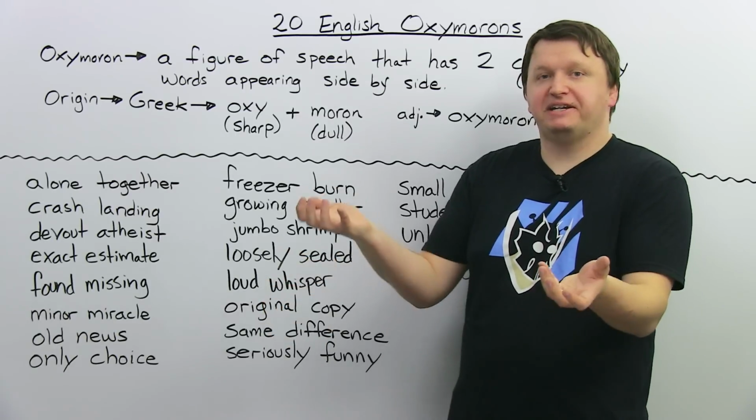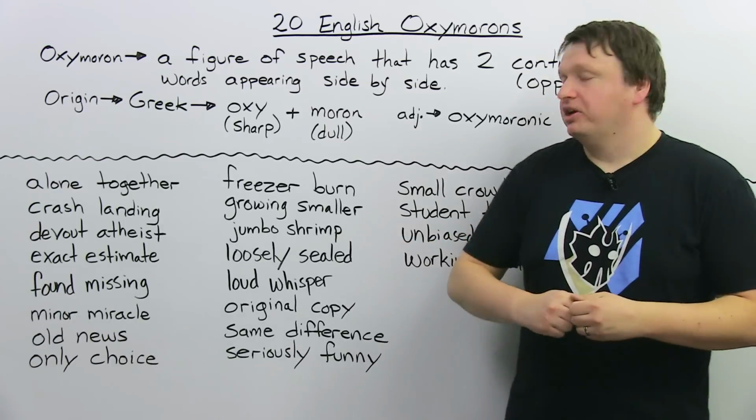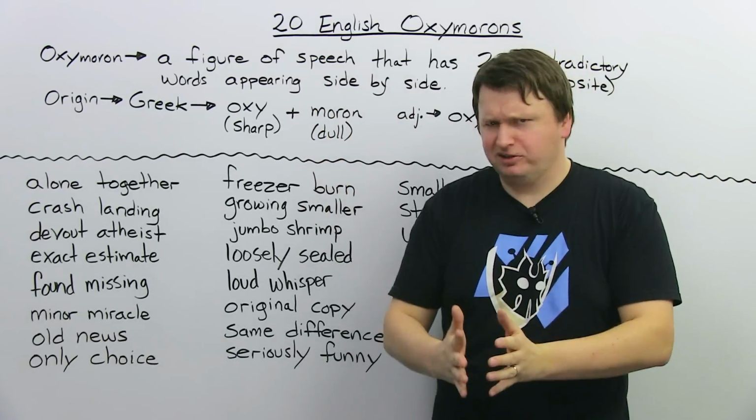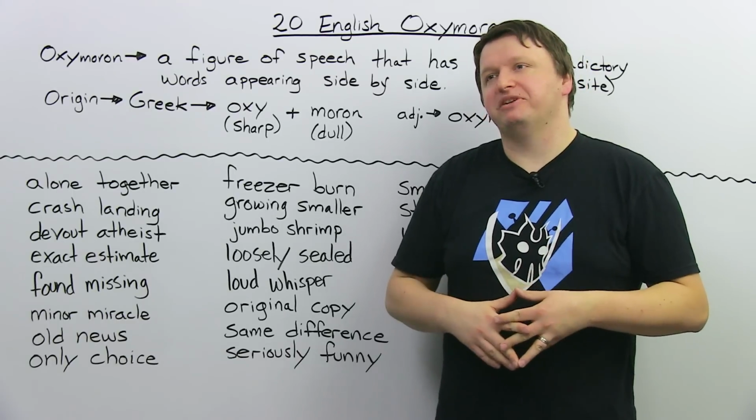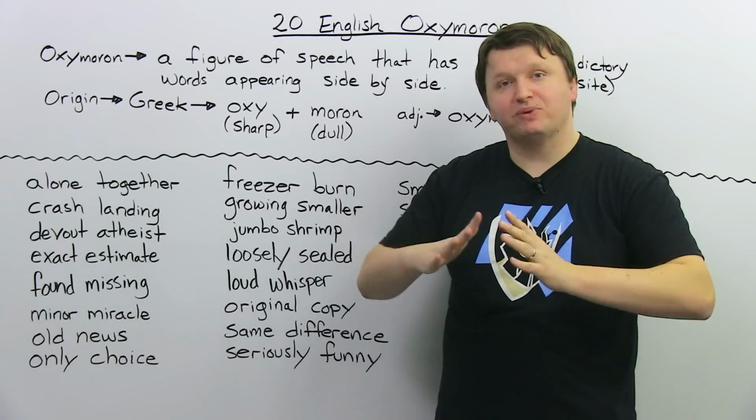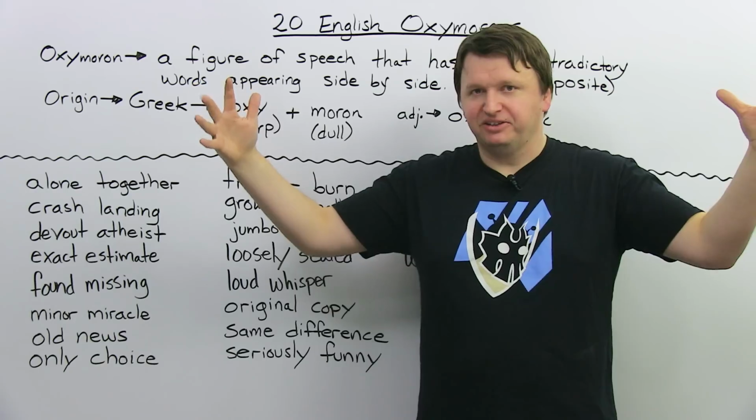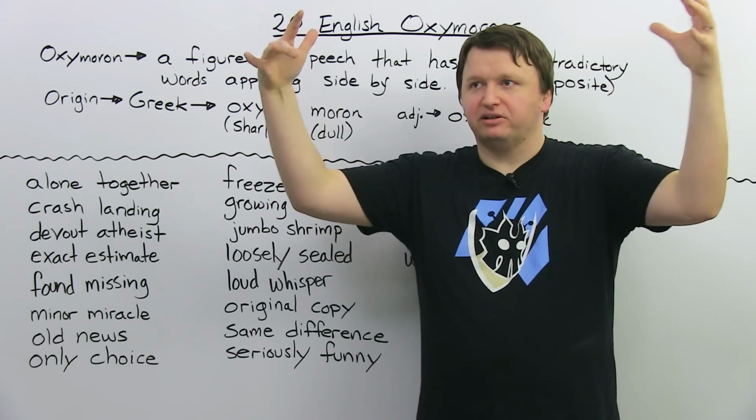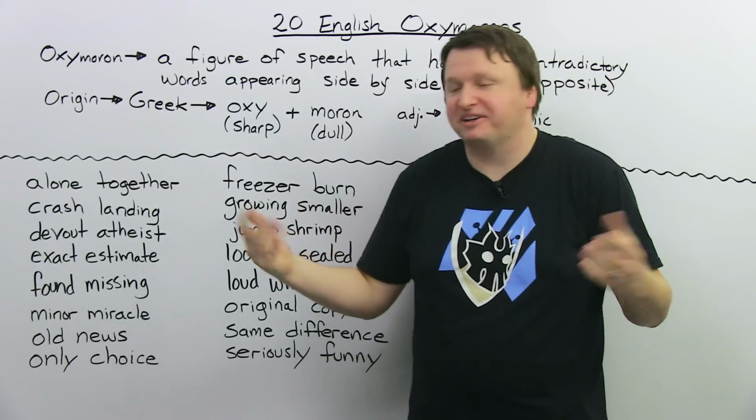So cold, hot, in opposition to one another. Next, growing, smaller. So some people say like, oh, my bank account is growing smaller. It's becoming smaller. It is shrinking. So to grow means to get bigger. You can't get bigger or smaller at the same time. It doesn't work.